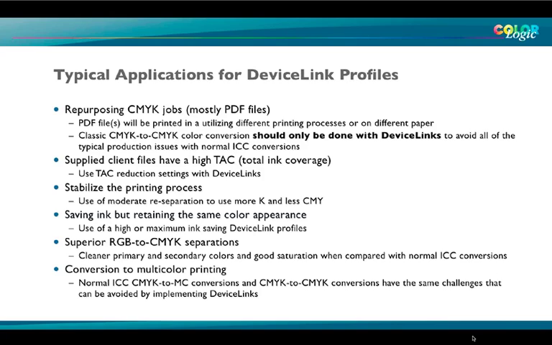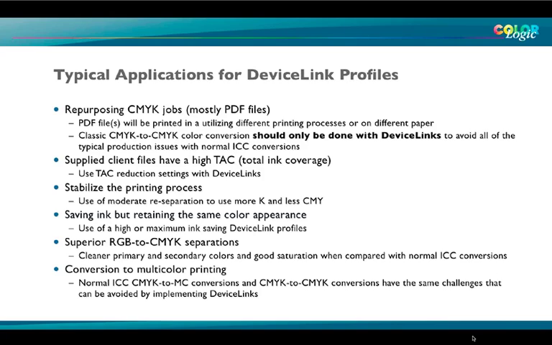Another very typical situation is that a PDF document delivered to you has too much ink. There might be 400% of CMYK in that document, and on press you probably can only reach 300%, depending on the paper type and the printing process you want to print on. So you want to control the total area coverage or total ink amount on press. A typical application is to use ink reduction settings with DeviceLink profiles.